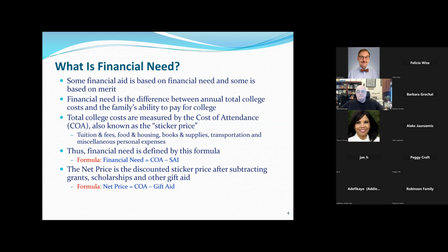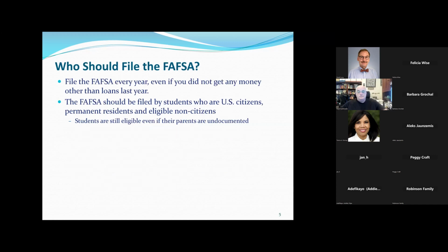Everybody should file the FAFSA every year. Families have a tendency to underestimate eligibility for need-based aid and overestimate eligibility for merit-based aid. A student who is a U.S. citizen or permanent resident is eligible for federal and state student aid even if their parents are undocumented. Permanent residents and eligible non-citizens will have a green card with an 8 or 9-digit alien registration number. Next slide, please.